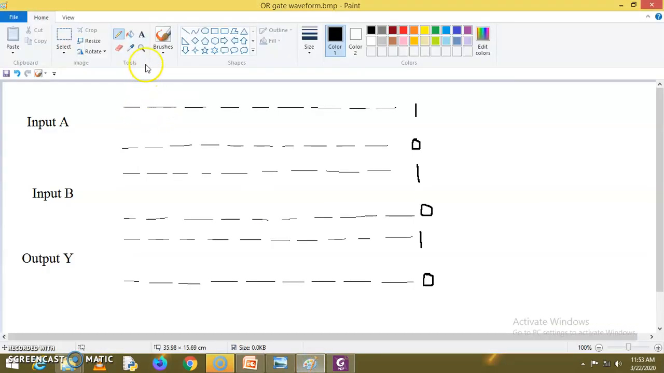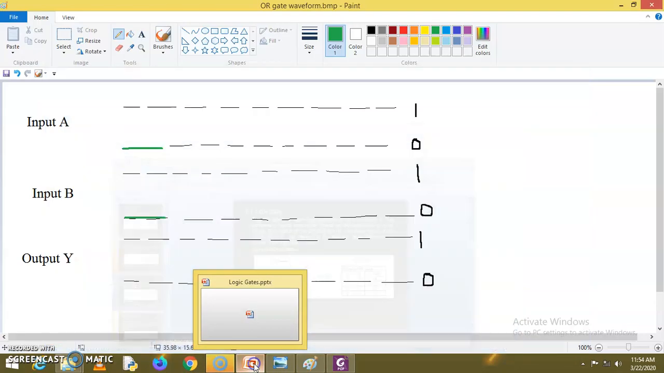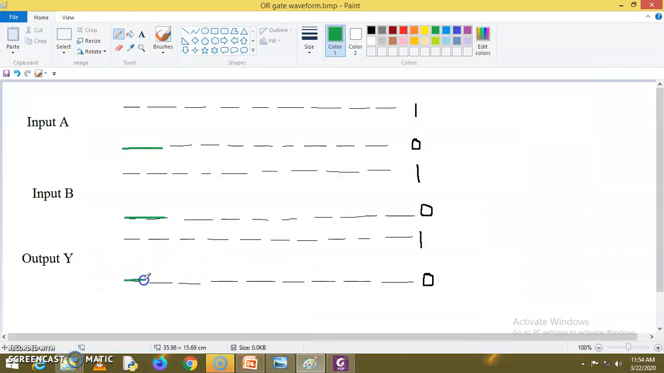Now how to draw here? I'll take, let's say, a green color shade, and increase the thickness also. Okay, so now input is 0. So this is the 0 level for A. Input B is also 0. So that time my output is also 0 here, first one. This is my first possible input combination as per my truth table.